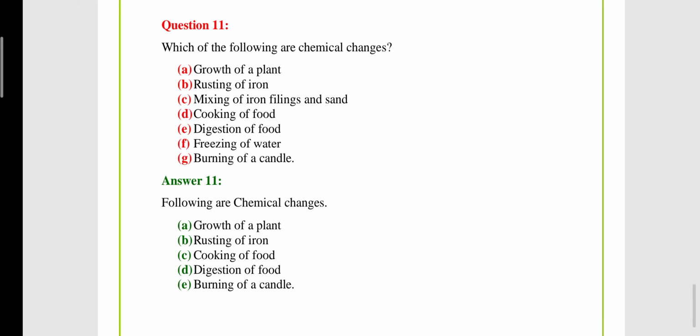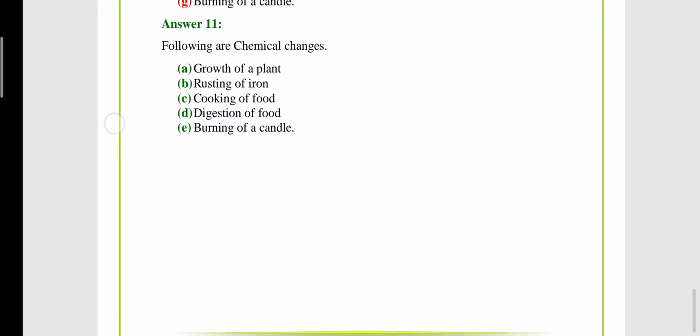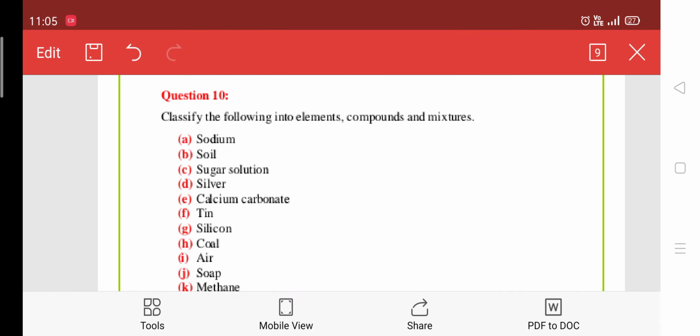Next question is, which of the following are chemical changes? Growth of plant is a chemical change. Rusting of iron is also a chemical change. Mixing of iron filings and sand is a physical change, not a chemical change. Cooking of food is a chemical change. Digestion of food is a chemical change. Freezing of water is again a physical change. And burning of candle is a chemical change.